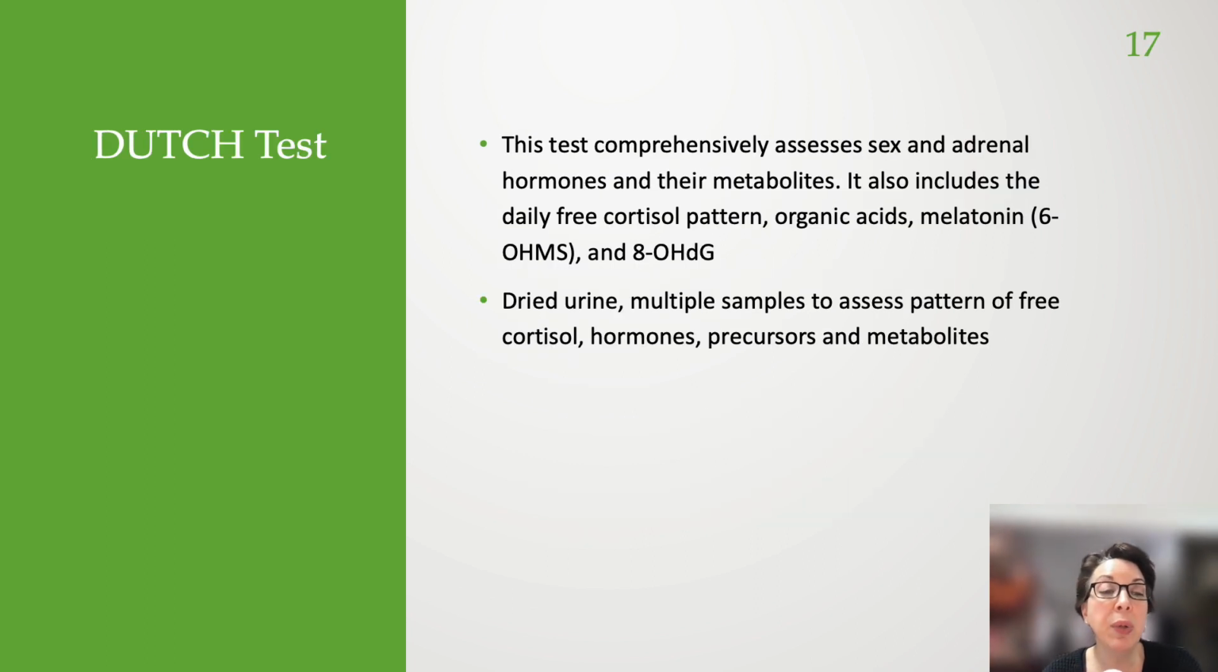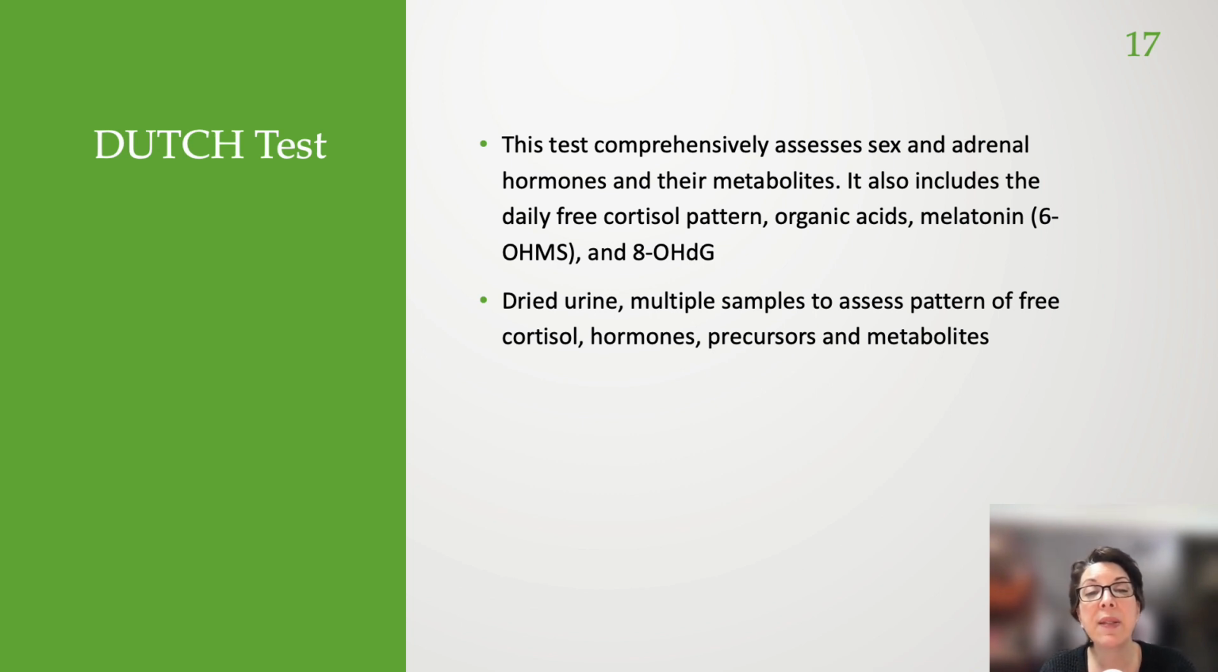The Dutch test is the only test on here that is not directly a gut test. I've included it here because sometimes we will use it to look at what the condition of someone's hormones are. It looks at sex and adrenal hormones and their metabolites. It also looks at cortisol patterns, as well as organic acids and melatonin. So it looks at really the metabolic health of the patient. It's kind of like an organic acids test, but it's more in line with looking at the hormonal status, and it gives you a little more information about what their cortisol pattern looks like.